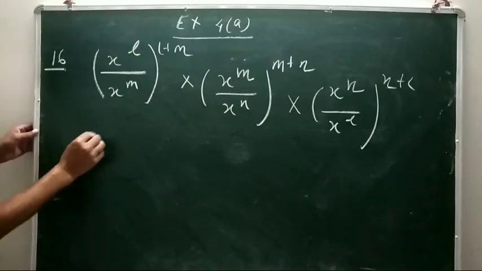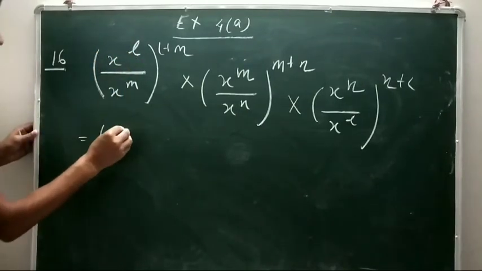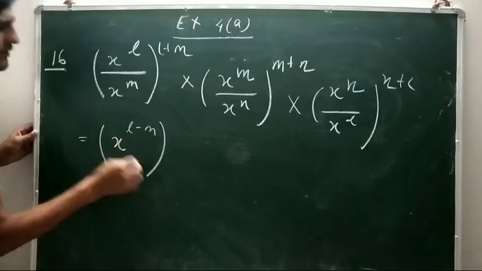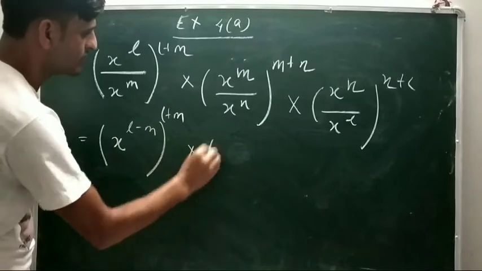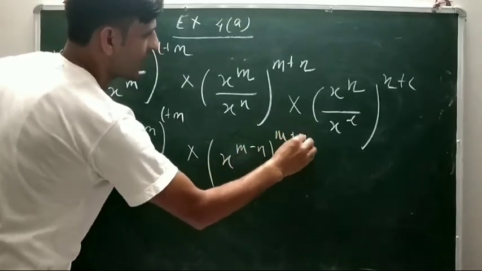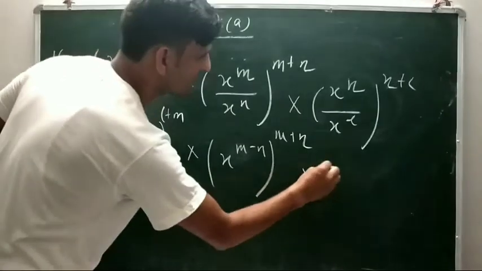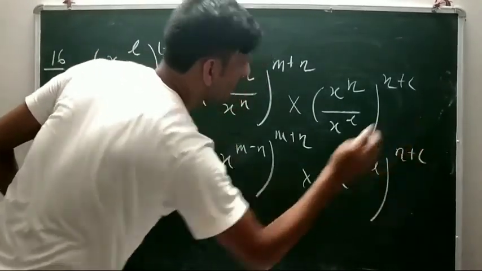If you can see there, x to the power l divided by x to the power m can be written as x to the power l minus m. Okay, and the other power is l plus m. Again here also x to the power m minus n, it is m plus n. Again here it is x to the power n minus l, it is n plus l.